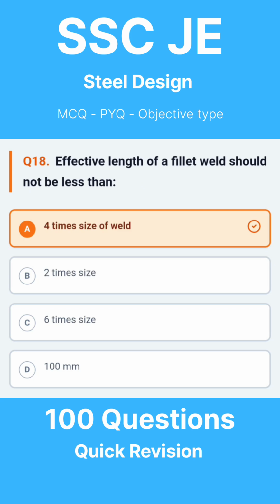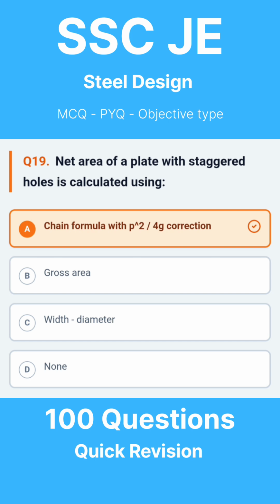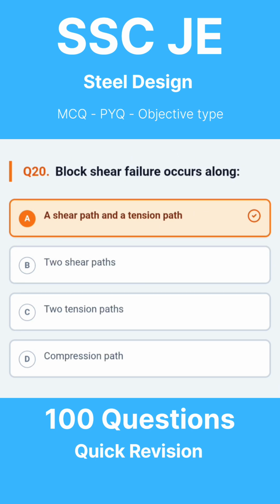Question 18. Effective length of a fillet weld should not be less than. The correct answer is 4 times size of weld. Question 19. Net area of a plate with staggered holes is calculated using. The correct answer is chain formula with p squared divided by 4g correction. Question 20. Block shear failure occurs along. The correct answer is a shear path and a tension path.